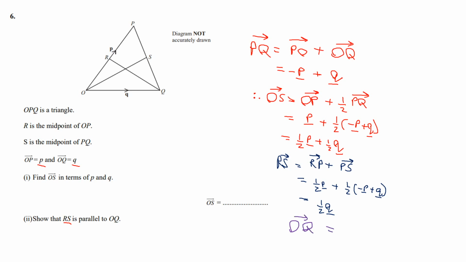Now, once again, let's take a look at OQ, because OQ is equal to just Q. But look at the numbers in front. They're different. But if you look at just the letters that they're being multiplied by, sorry, this should be underlined, it's the same, because it's the same direction. And so therefore, they are parallel.